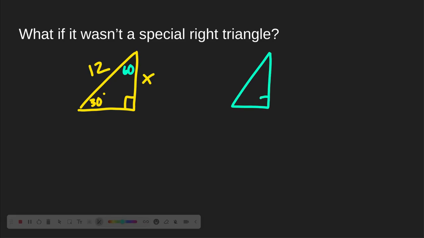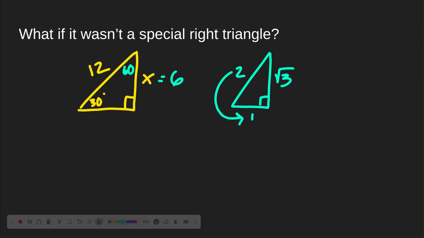We have a short leg of 1, the long leg is radical 3, and the hypotenuse is 2. Is X our short leg or our long leg in that yellow picture? It's our short leg. So how do I get from our hypotenuse to our short leg? Divide by 2. The fast way is that X equals 6.